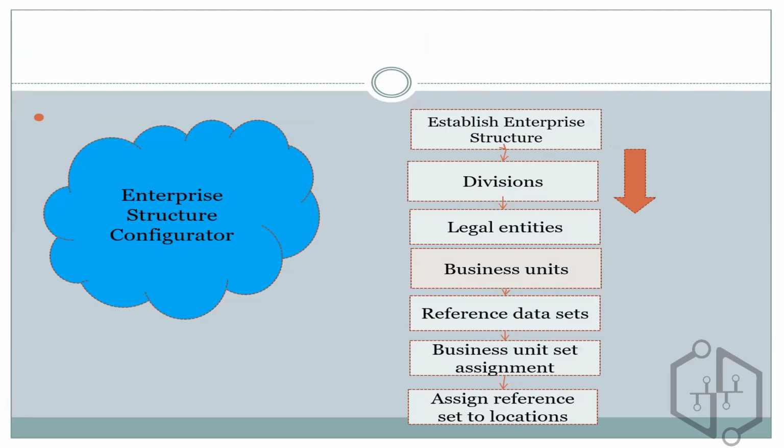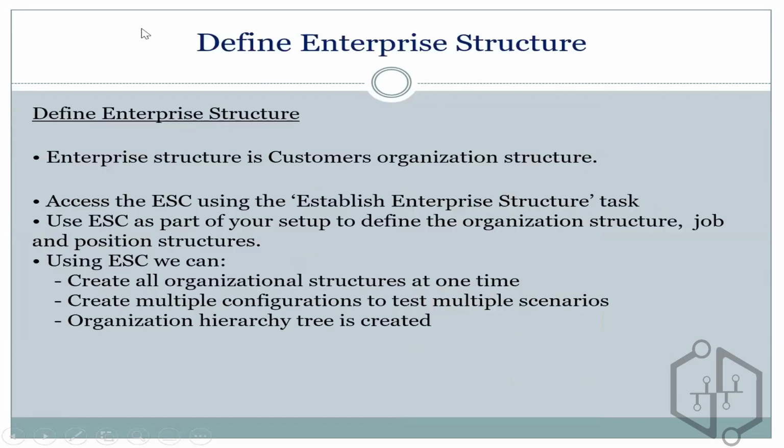What is the enterprise structure configurator? We have the established enterprise structure: divisions, legal entities, business units, reference data sets, business unit set assignment, and assigned reference set locations. First we define the divisions. The enterprise is the highest level. Then we define the divisions, legal entities, business units, reference data sets, business unit set information, and assigned reference data set.